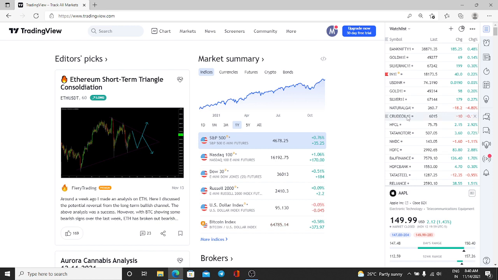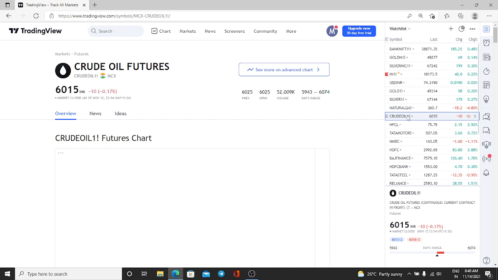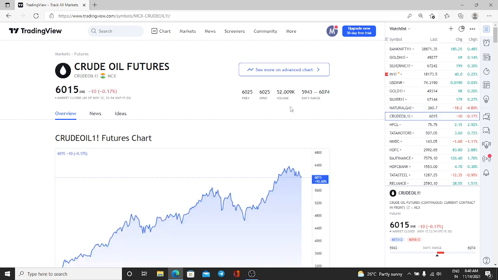Now I'm successfully signed in to my account. Since crude oil is our favorite, I will start explaining with the crude oil script itself. It's not only crude oil, you can trade anything as per your wish.